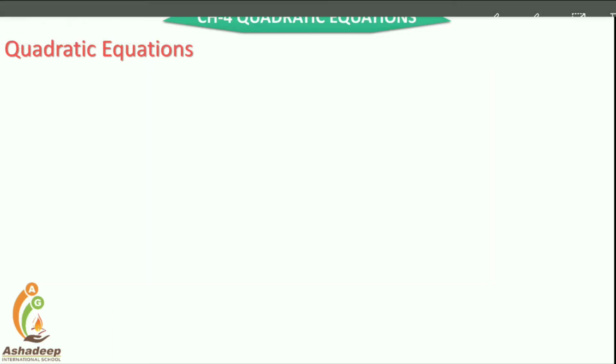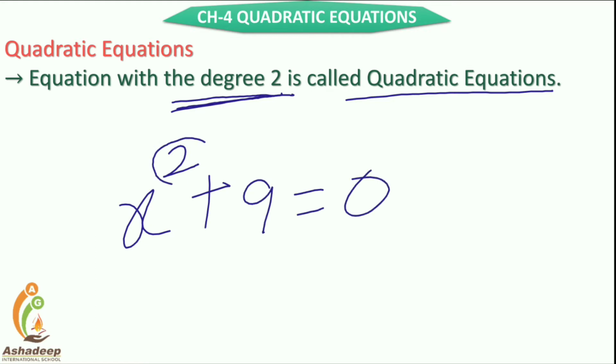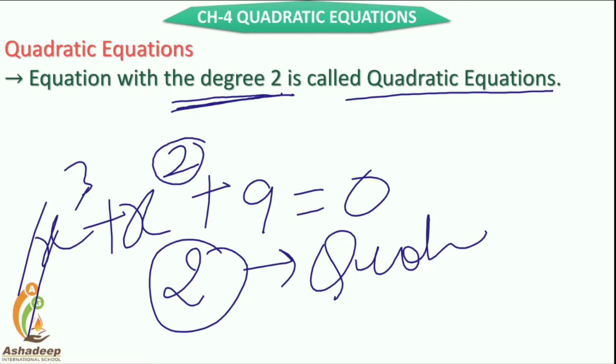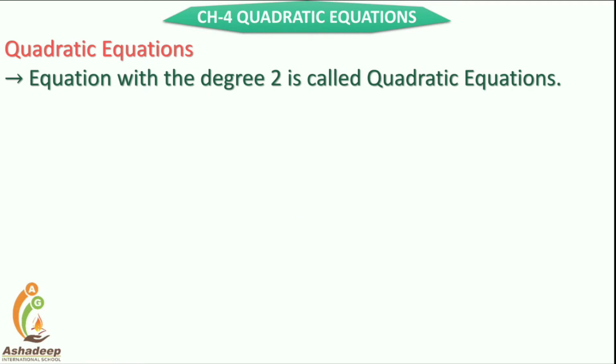So if I write down x square plus 9 is equal to 0, in this equation the highest power is 2, and when the highest power is 2 it is called the quadratic equation. But if I write down x cube plus x square plus 9, in this case the highest power is 3. In this case it cannot be a quadratic equation. Right, so that is what this statement means: an equation with the degree 2 is called the quadratic equation.